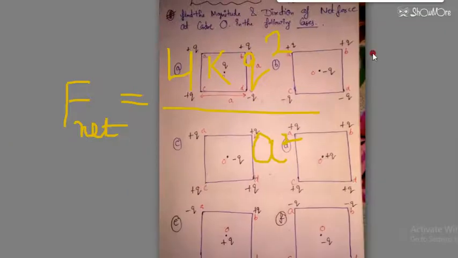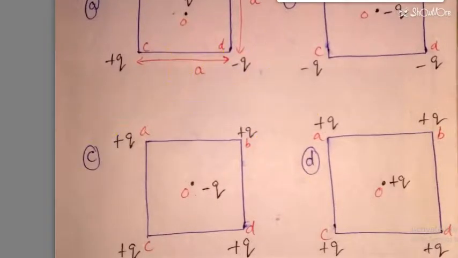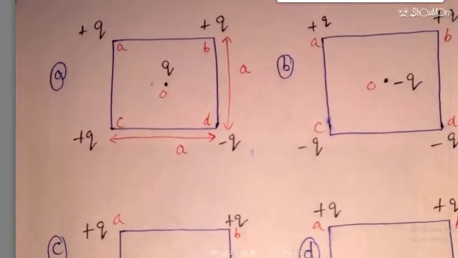And the main thing is that for the first case, the final direction of force will be along O to D. So the final direction we get from this is in this direction. This is the direction of net force. So now in this way you have to solve all the questions.